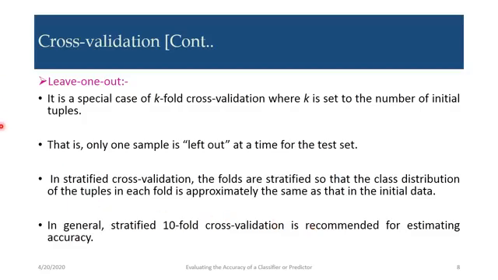Another method involved in cross validation is leave-one-out. So what is this? It is a special case of k-fold cross validation where k is set to the number of initial tuples. That is, only one sample is left out at a time for the test set. So here we take one sample as the test sample, and the other samples are taken for the training set.